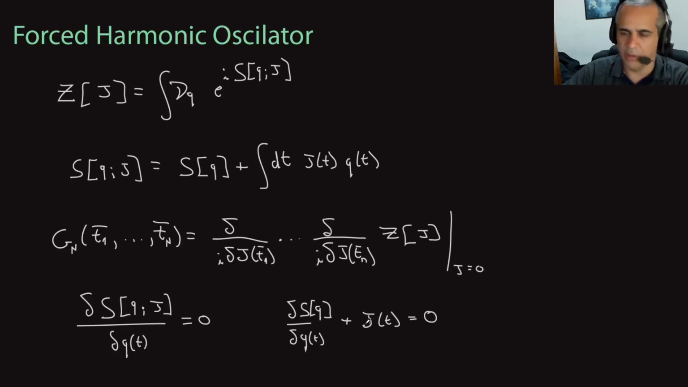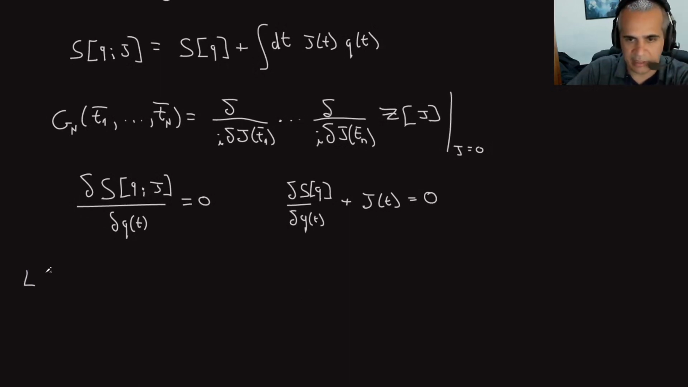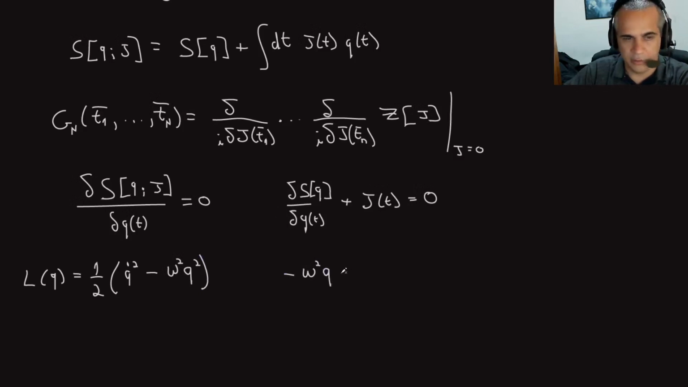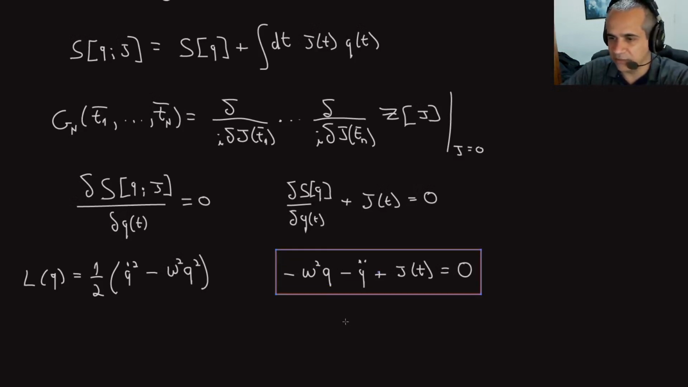I still need to know what this action is to go further. Well, suppose this was the harmonic oscillator. So a classical harmonic oscillator would have a Lagrangian, which is half, again, the same one I used before, mass is 1, q dot squared minus omega squared q squared. And if I plug that in here, I'll get an equation which is omega squared q minus q double dot plus J of t equal to 0, which is a forced harmonic oscillator, right? In this case, it's pretty clear what J is, right? Let me put here.